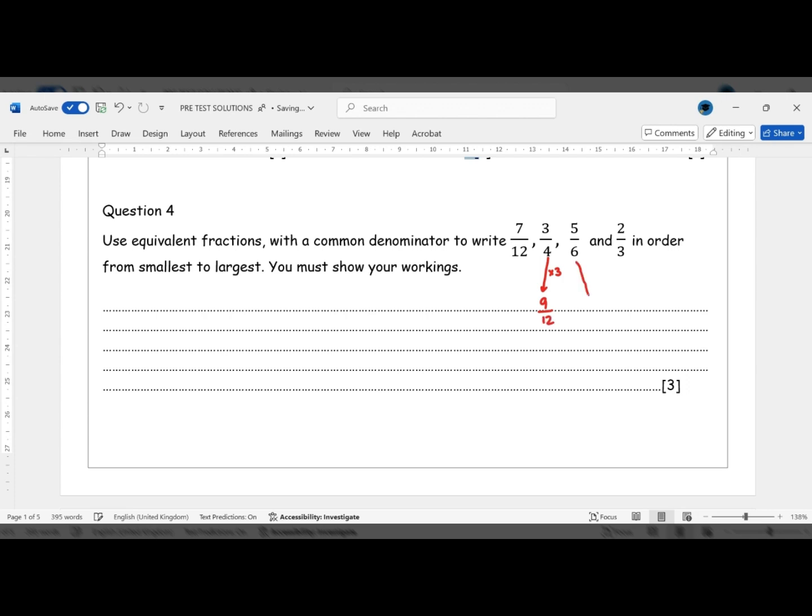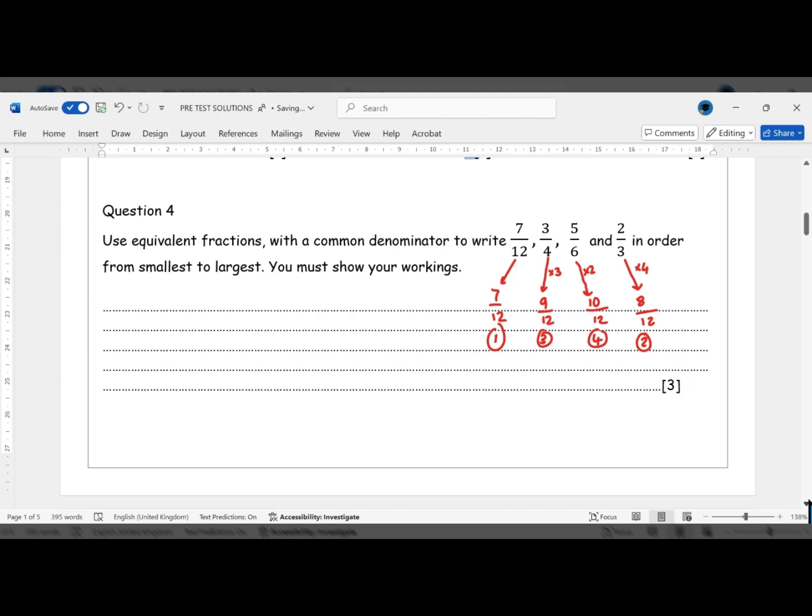I could make this 12 by timesing this fraction by 2, so it becomes 10 over 12. And I could make this denominator 12 by timesing this fraction by 4, so it becomes 8 over 12. And my first fraction, the one with the biggest denominator, I'm leaving as 12, then putting them in order. This would be the smallest, second, third, and fourth, the biggest. Okay, so writing them in order then.